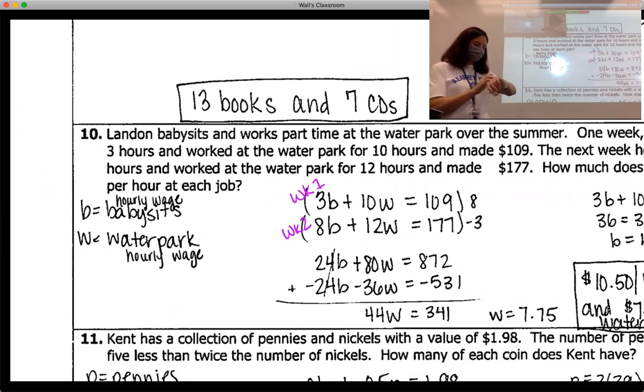My timer's going off, so I'm gonna have you guys switch mask breaks. Non-green tape, you guys can go for 10 minutes here.